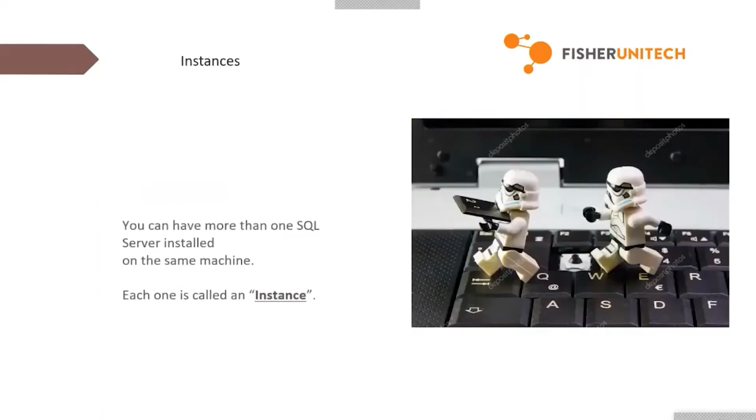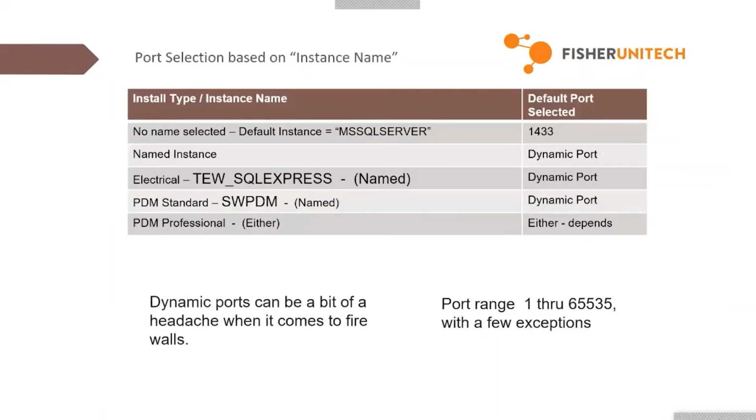In addition, you can have multiple installs of SQL Server on the same machine. For example, if I install PDM Standard and then Electrical next to each other, they'll probably have their own instances. So what happens is when you install SQL Server, whether you're going to do what's called a default instance, where you don't give it a specific name, it takes on the default name of MS SQL Server, it's going to select a static port of 1433 and listen to that particular port, that particular mailbox.